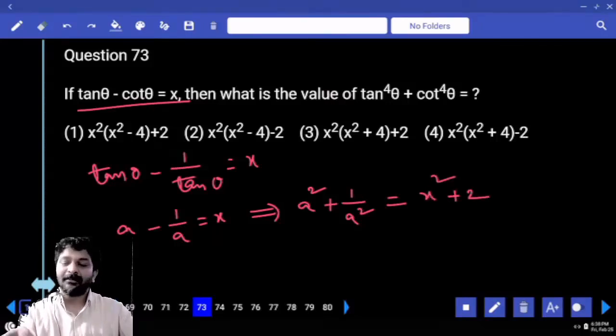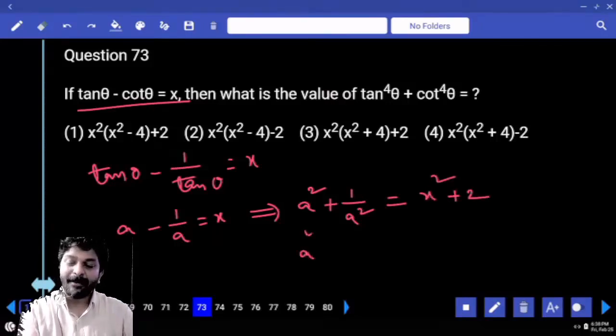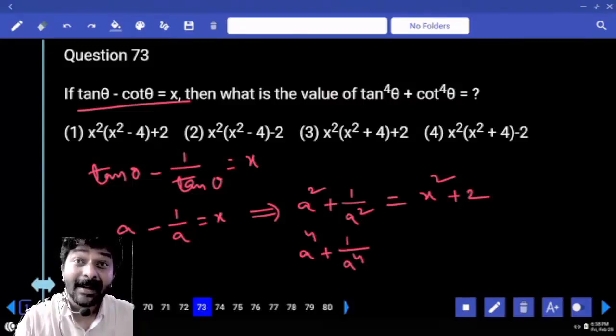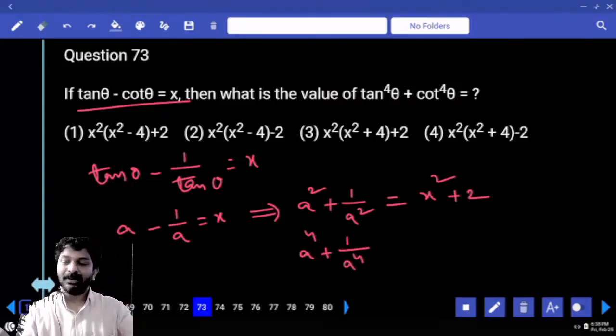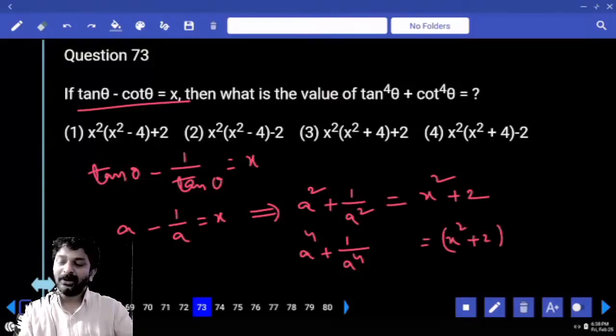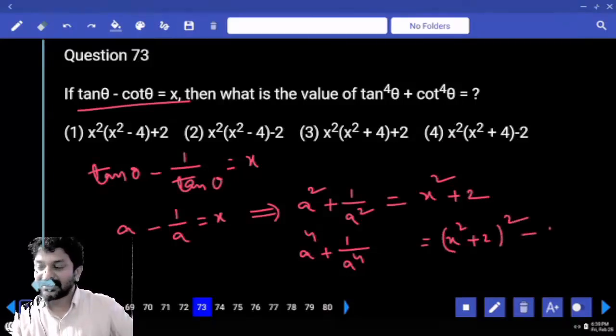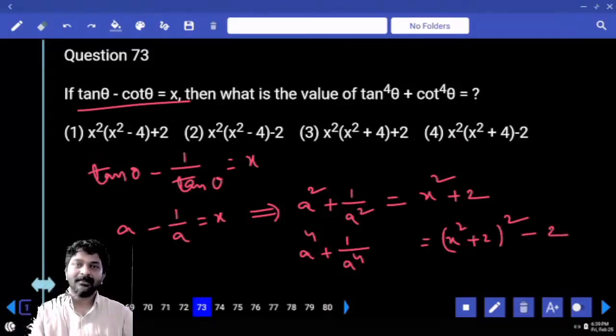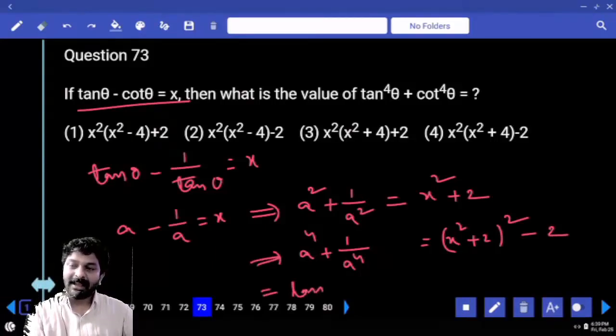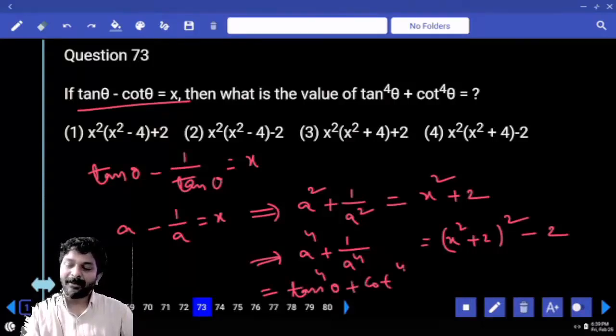Again take square on both sides. A power 4 plus 1 by a power 4, then plus 2. Right hand side, x square plus 2 whole square. Left hand side plus 2 goes to the right hand side. That becomes minus 2. And this is what? Tan power 4 theta plus cot power 4 theta.